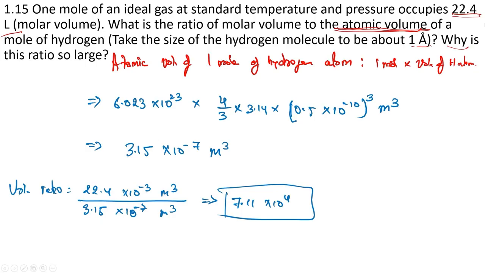So it represents that the molar volume is of the order of 10 raised to the power 4 times greater than the actual atomic volume that 1 mole of hydrogen contains. So the ratio gives us an idea of the intermolecular structure in gas media. The separation is much larger than the size of the individual hydrogen atoms.